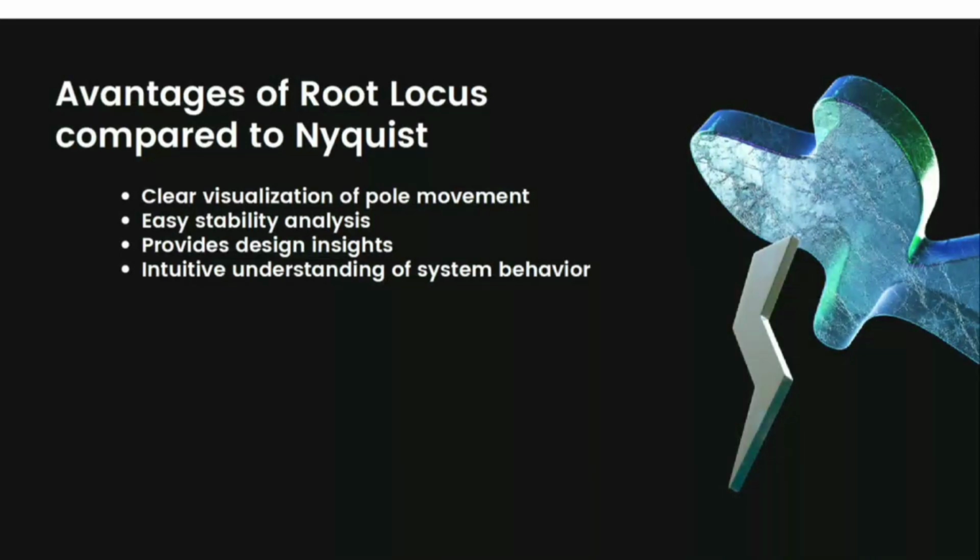Next, the advantages of root locus compared to Nyquist. The root locus plot provides a visual representation of how the system's poles move as the parameter is varied. It allows engineers to observe the trajectory of the poles in the complex plane, giving a clear picture of how the system's behavior changes with different parameter values.